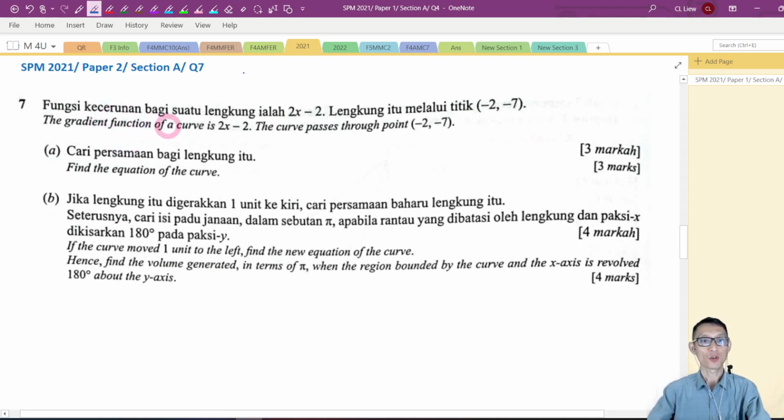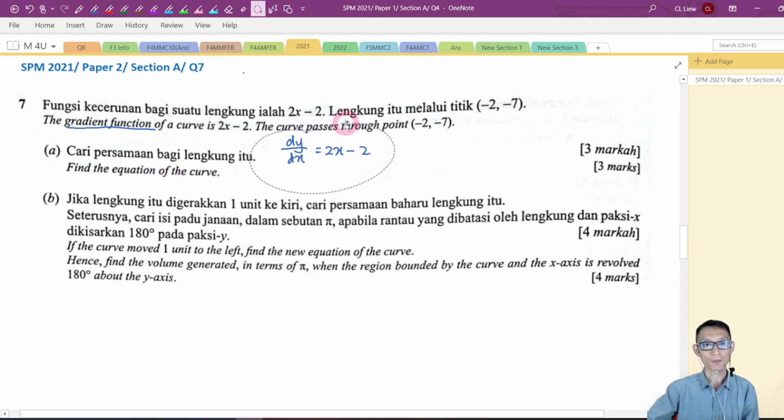The gradient function of a curve is 2x minus 2. What's a gradient function? Gradient function means dy by dx. Okay, now we know dy by dx is equal to 2x minus 2. The curve passes through the point (-2, -7). So for part A, we want to find the equation of the curve.